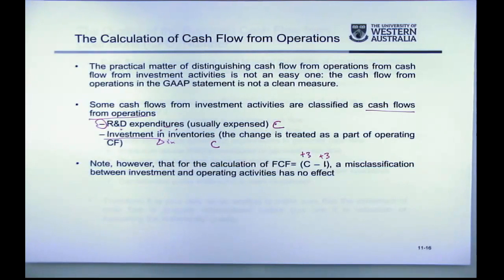Okay? So it is not a big deal when you use the free cash flow in valuation. When you use the free cash flow in the valuation, any misclassification is not a big deal. Okay?